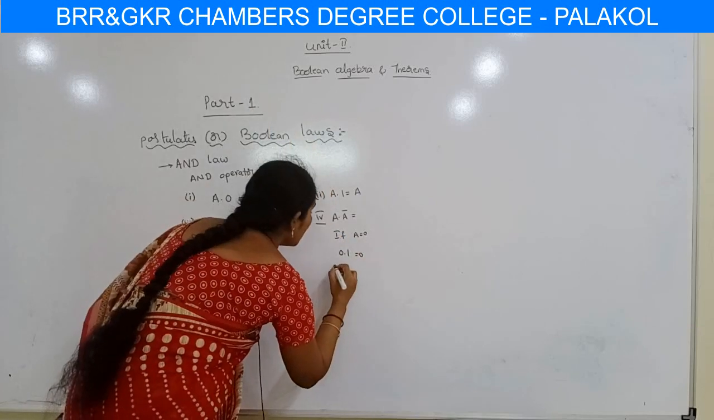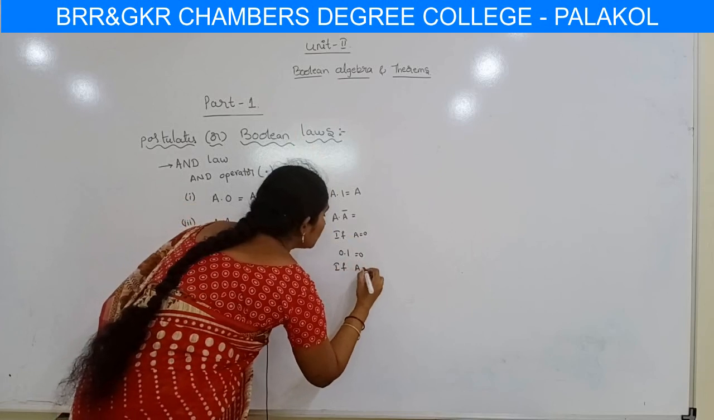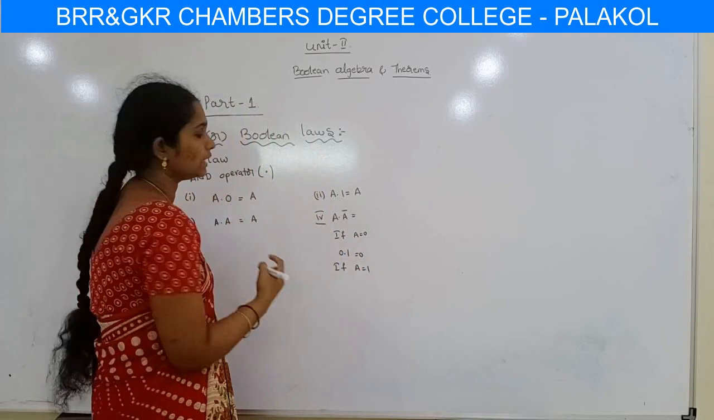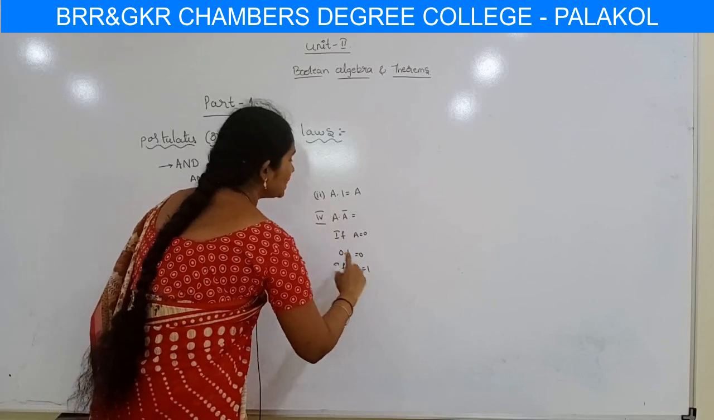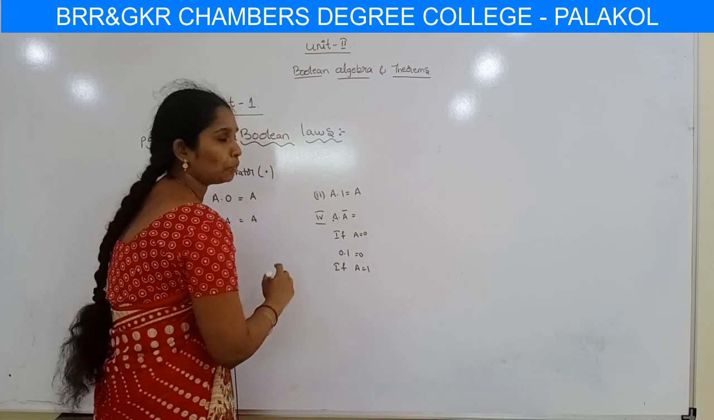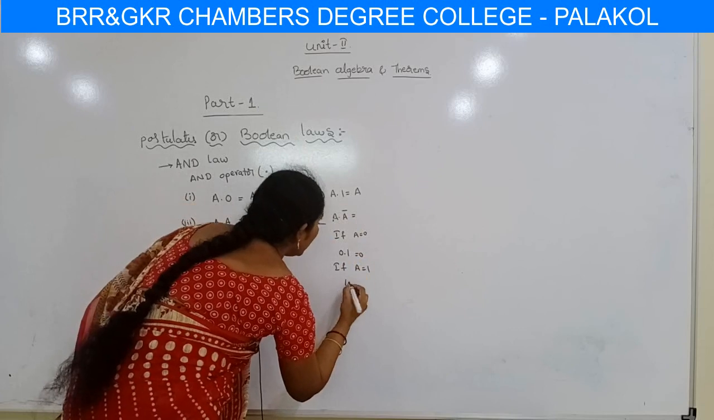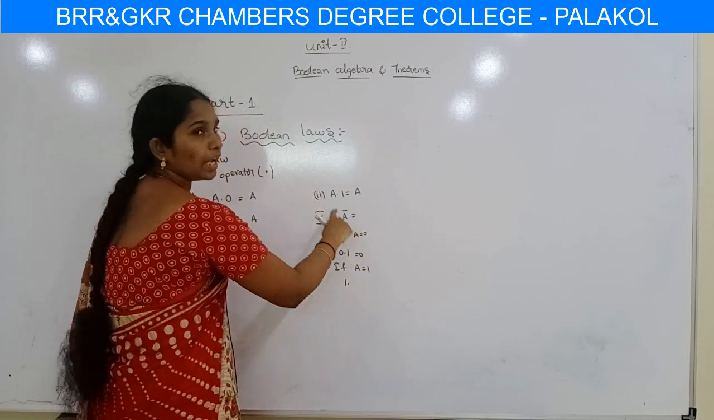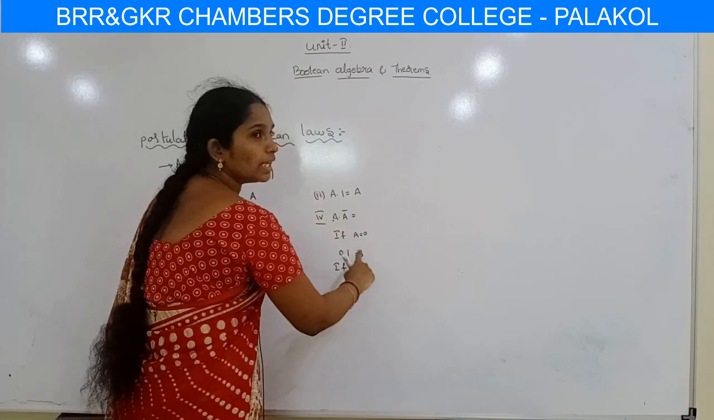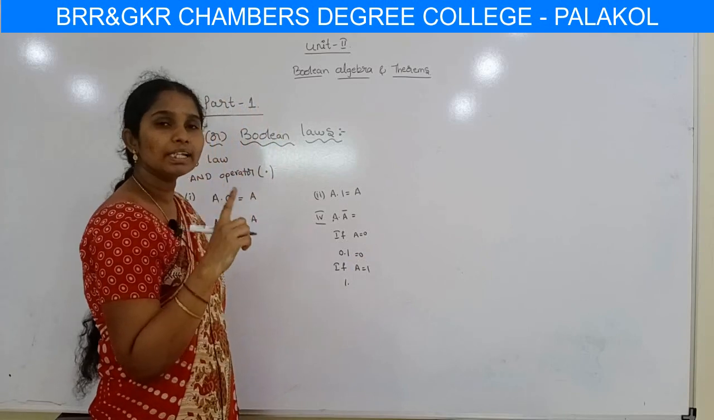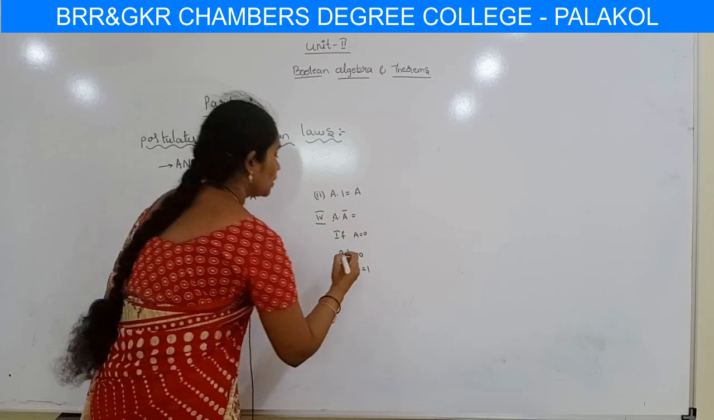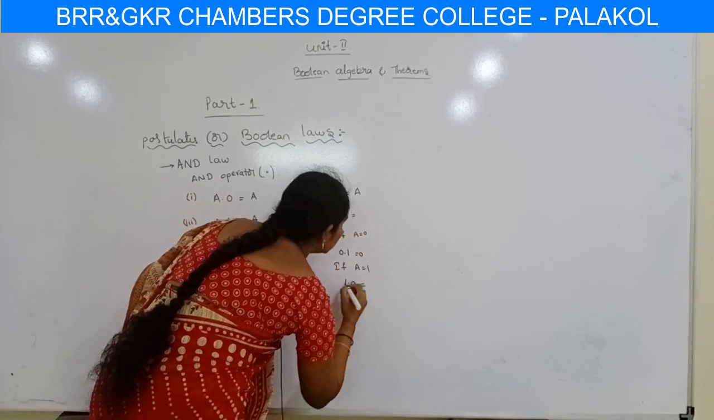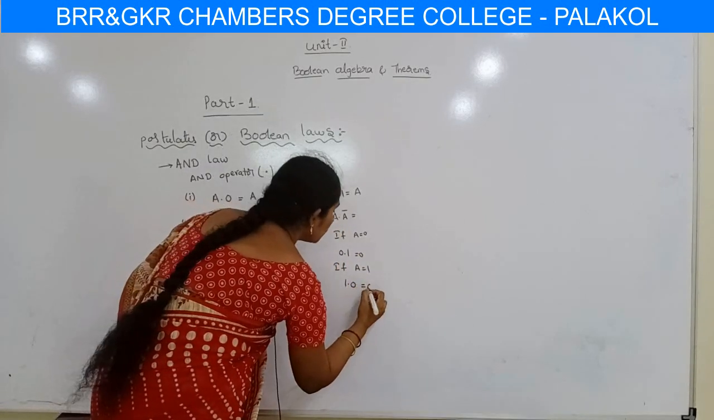For example, if A is equal to 1, I consider A is equal to 1. So put A is equal to 1 in this equation, so that is A dot A bar. That means A bar is equal to 1 bar, so 1 bar is nothing but 0, the complement of this 1. So that is 0. Therefore 1 dot 0 is also 0.